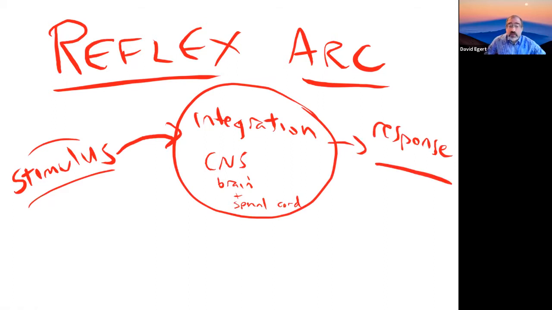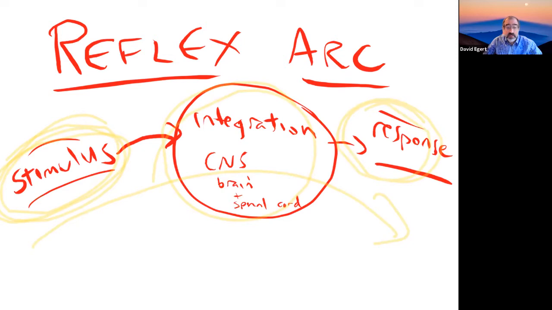Again, the response is operated by the efferent or motor division. What are the things that can be activated? Muscles. Yeah, there's muscles. What's another thing you can activate? Glands. So this is a basic reflex arc. Arc, because it's an arc. It starts with a stimulus, there's some integration, there's some response.